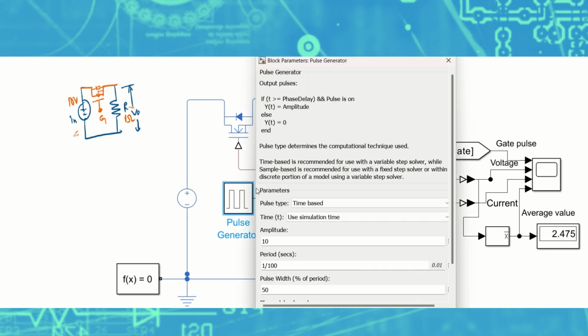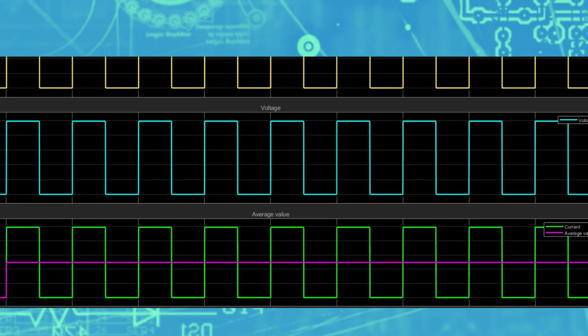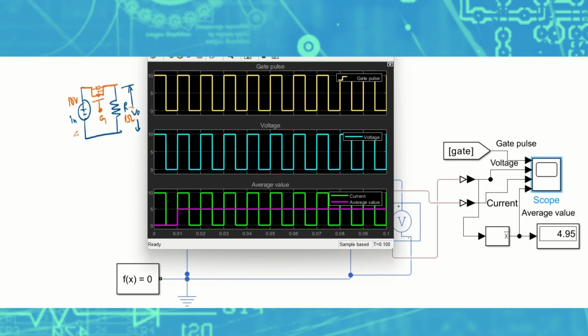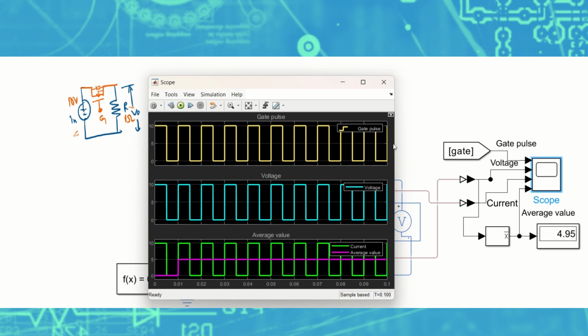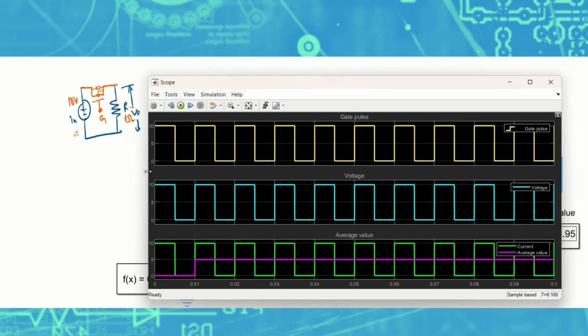I have given the pulse width as 50%. I'll run this, and you will see the average value changing now from 2.475 to 5. As we have seen in the calculations earlier, for 50% duty cycle, the average value has to come around 5, or 4.9. It is coming around that, which is close. Okay, now let us see how the graphs are. Let me minimize this and adjust it according to the screen size so that you will have a clear view.